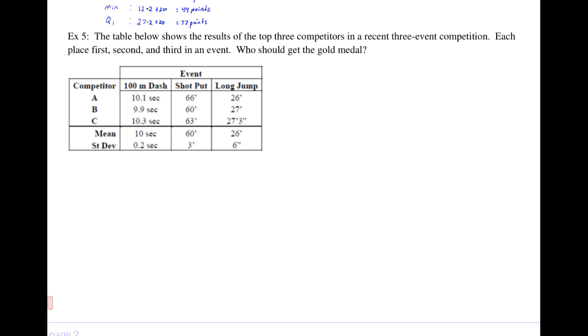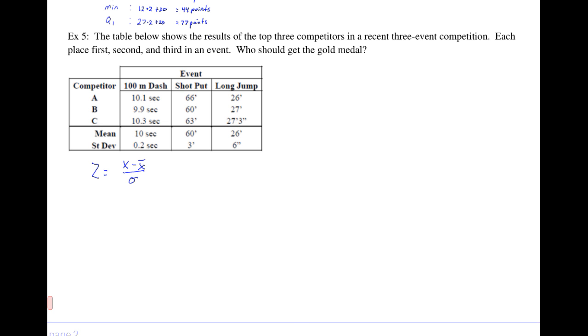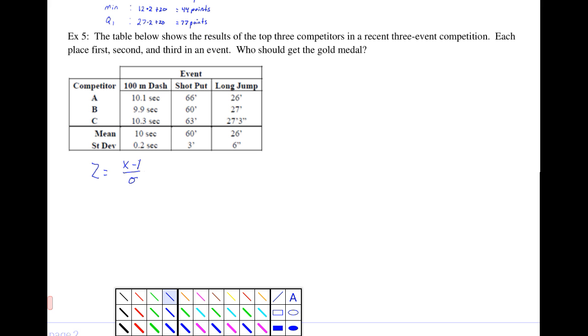This is where the z-score, one of your best friends in this course, comes in. We're going to use it over and over and over again. And the z-score is found by the formula you've found from your reading, which is z equals x minus x bar over the standard deviation. A lot of times you're going to see it written as mu.